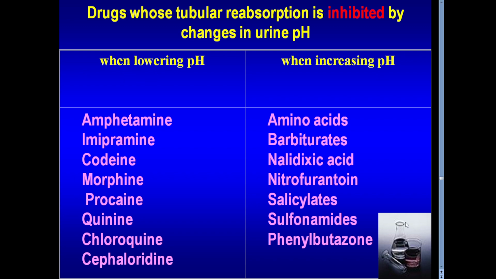On the contrary, for amino acids, barbiturates, nalidixic acid, nitrofurantoin, salicylates, sulfonamides, phenylbutazone, reabsorption is inhibited when pH is increased. So the effect is decreased when we combine these drugs with alkaline compounds. Activity will be decreased.